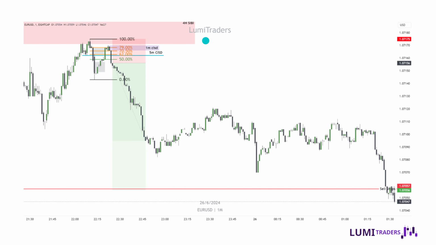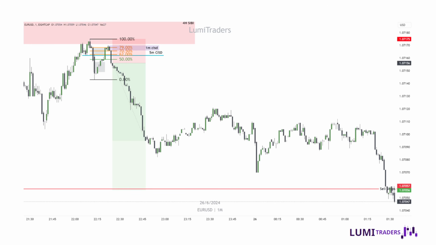Here's final trade for us. We got 4-hour bearish fair value gap. We got 5 minute change in the state of delivery. We got two 1 minute fair value gaps, OTE retracement. As we can see here, 1 minute change in the state of delivery was formed at 79%. At this point, I'm going to place my stop loss above buy side liquidity right here. Not right here, above intermediate term high, long term high right here.